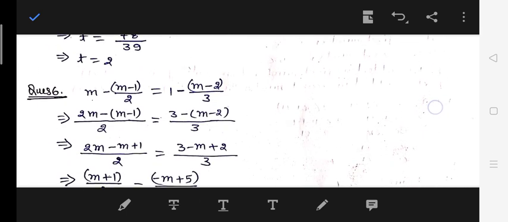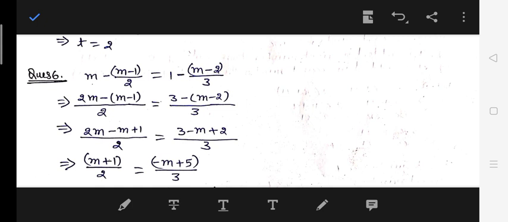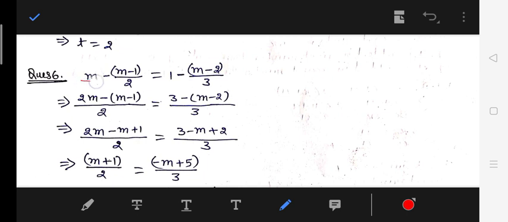Now here is question number 6, that is given: m minus 1 by 2 equals 1 minus (m minus 2) by 3. So here I am going to take the LCM on both sides. Here m can be written as m upon 1, and here 1 can be written as 1 upon 1. So on the left side, what is the LCM of 1 and 2? That will be 2. Then 1 2 is 2, 2 into m, 2m. 2 1s are 2, 1 is multiplied with (m minus 1), you will get the same. On the right side, what is the LCM of 1 and 3? That will be 3. Then 1 3 is 3, 3 1s are 3, minus, and 3 1s are 3, 1 into (m minus 2), you will get the same value.